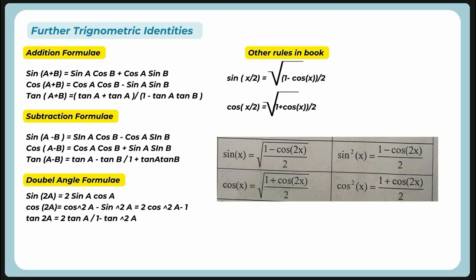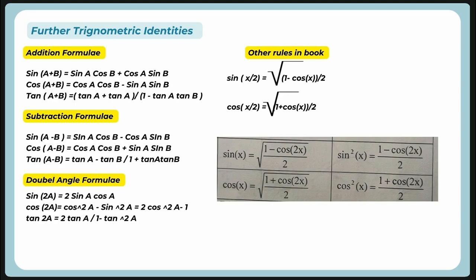So now I'm going to be discussing some functions and further trigonometric identities. Those identities are really helpful while solving, and sometimes they are presented in tables. They're classified into addition formulas, subtraction formulas, double angle formulas, and other rules in books.